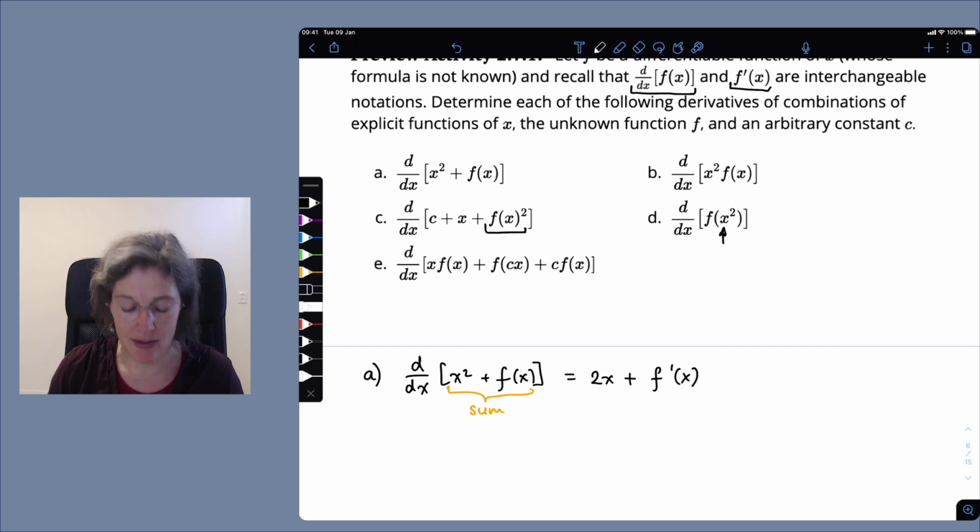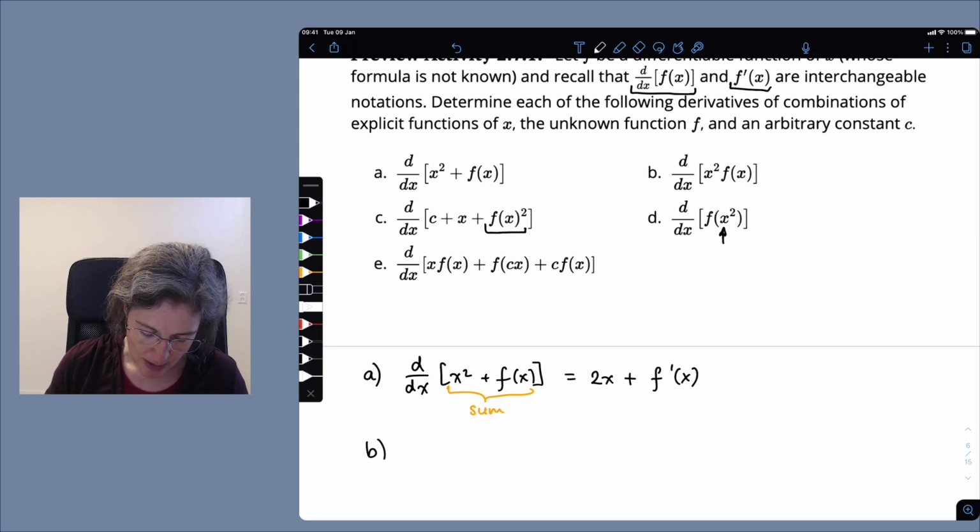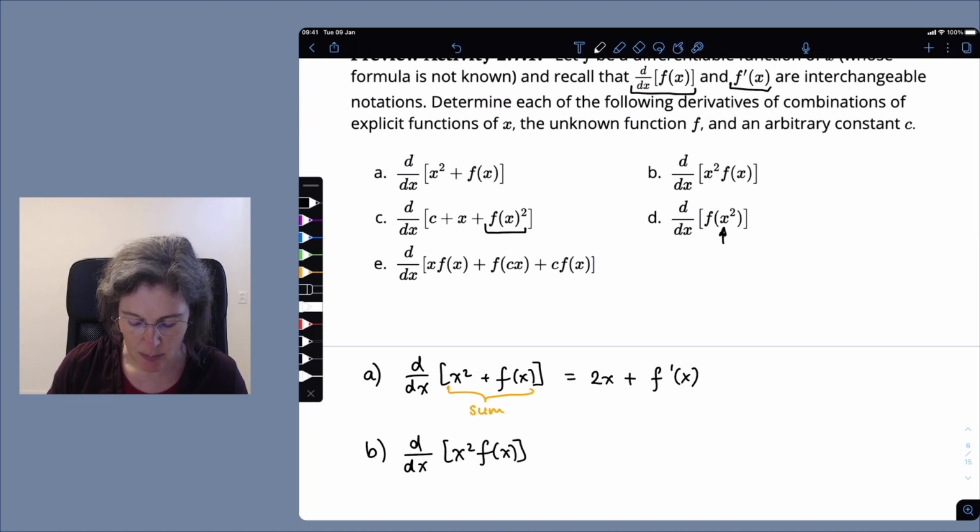Okay, so that was super easy. Let's have a look at B. So now we're taking the derivative of x squared times f of x.